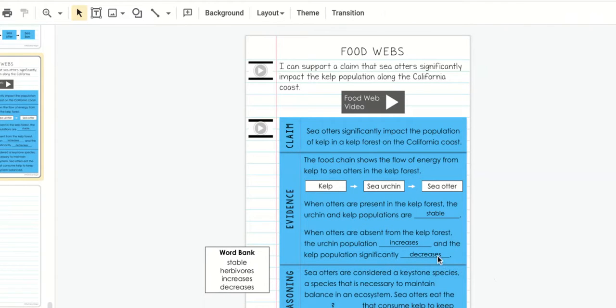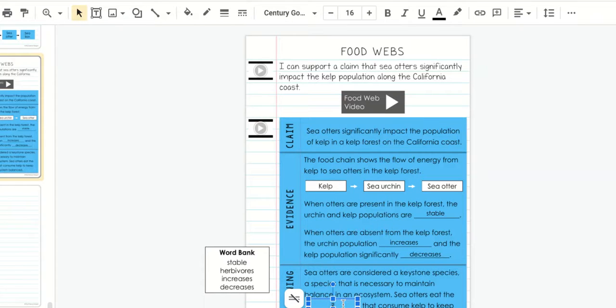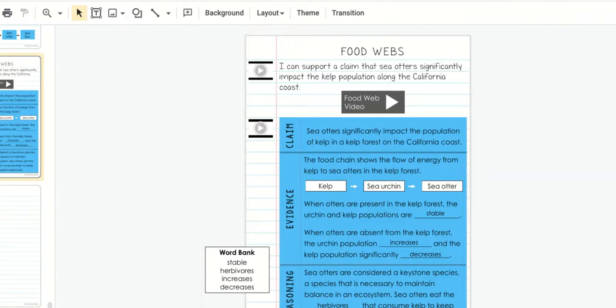Because without those sea otters, the sea urchins aren't being consumed as much, so their population is increasing. And since there are so many of them now, there's too many of them eating the kelp, so the kelp can't sustain itself. Sea otters are considered a keystone species, a species that is necessary to maintain a balance in an ecosystem. Sea otters eat the herbivores, like the sea urchin, that consume kelp to keep the kelp forest ecosystem balanced.